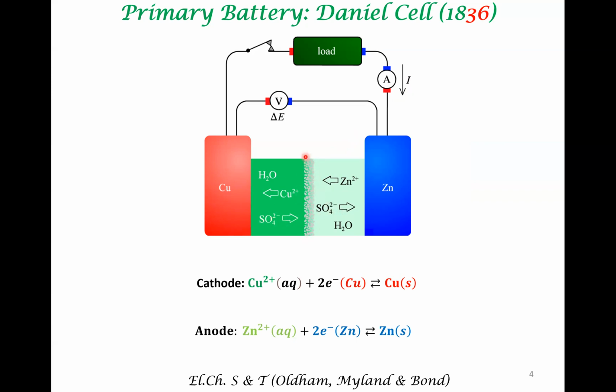So there is a separator in some form or the other. It can be a porous separator, which is permeable to a particular kind of ions. Okay, so that's a common theme in many of these batteries.